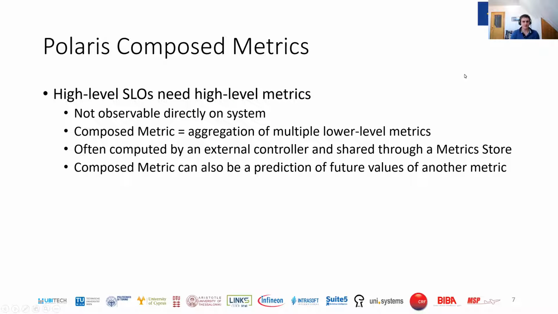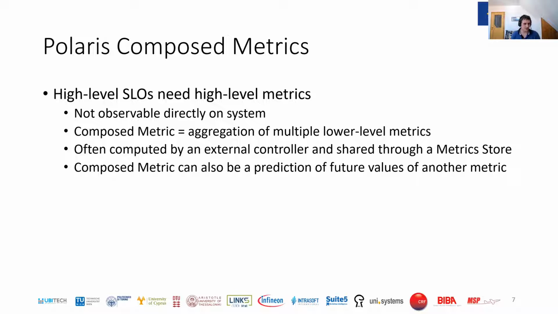We're going to start out with metrics. Polaris, of course, supports low-level metrics like all the other autoscalers do as well. So you can, of course, do something based on CPU usage, memory usage, and all the dozens or hundreds of metrics which exist. But high-level SLOs usually need higher-level metrics, which are not directly observable on the system. And that's why we've come up with the concept of composed metrics. So composed metrics are an aggregation of multiple lower-level metrics. And they can either be computed directly by the SLO or by an external controller and then shared through a common metric storage.